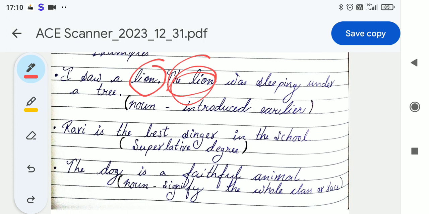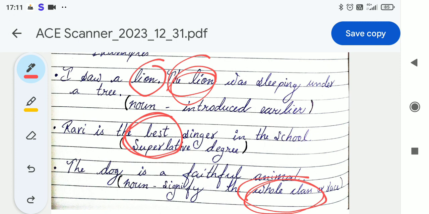Next one is: Ravi is the best singer in the school. Before superlative degrees, we use the. Superlative degrees means good, better, best; beautiful, more beautiful, most beautiful. Then we use the. Next one is: the dog is a faithful animal. The dog, we are talking about the whole race of the dog. This shows the whole race. The dog is a faithful animal. Just as more examples, the elephant has a long trunk.